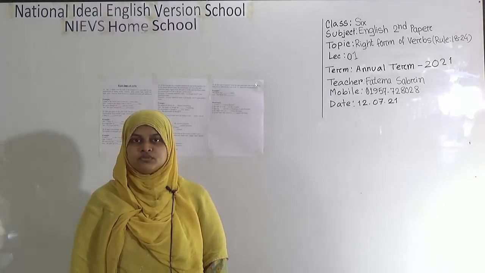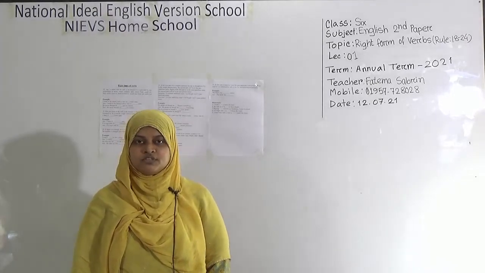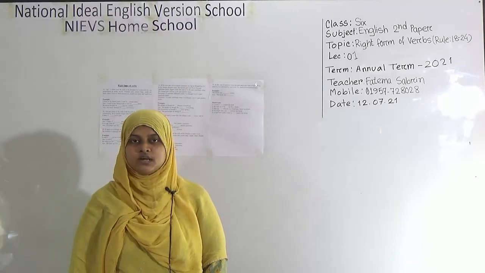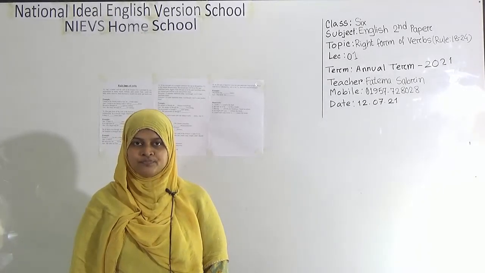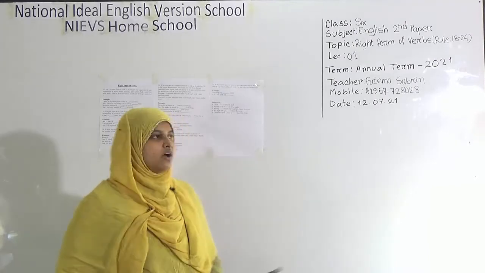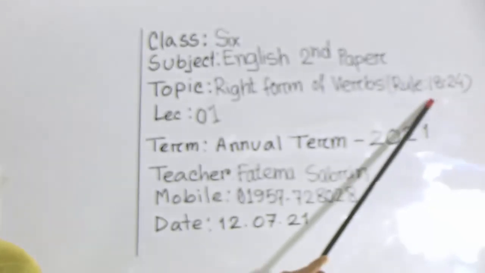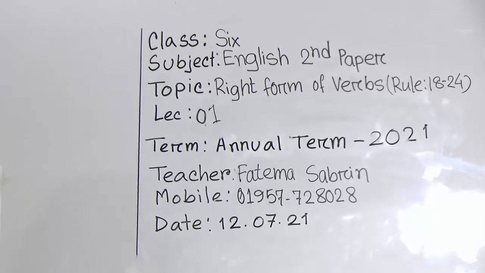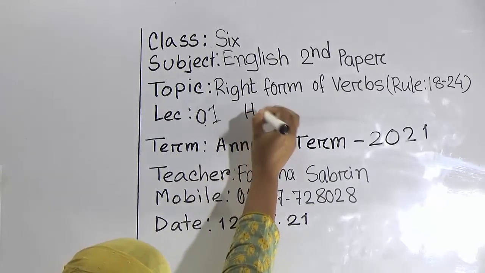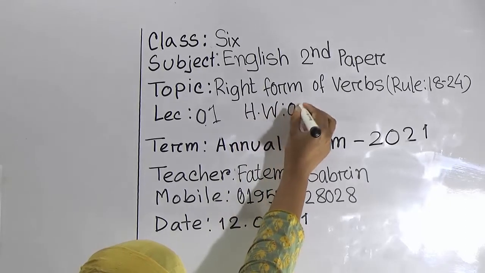Today I am going to take the English second paper class for the students of class 6 on the topic right form of verbs, rule 18 to 24. I'm repeating, today our topic is right form of verbs, rule 18 to 24. Students, this is our first lecture and today I will provide homework, and it will be homework number 1.